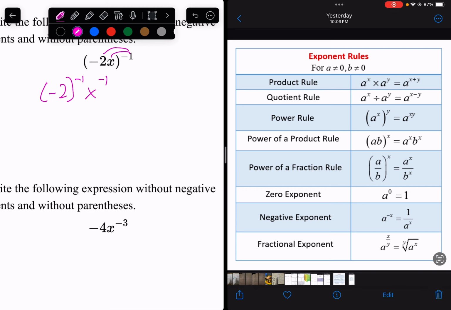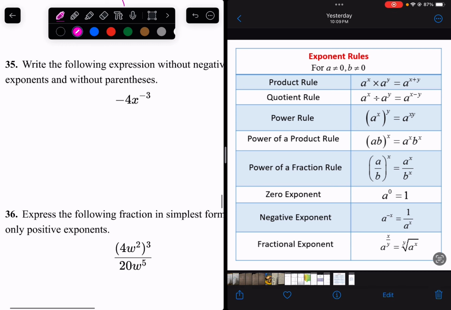So both of them have to get booted down to the denominator here. So we get negative 2 to the power of 1 and x to the power of 1, which when you simplify that, it's just 1 over negative 2x. All right.